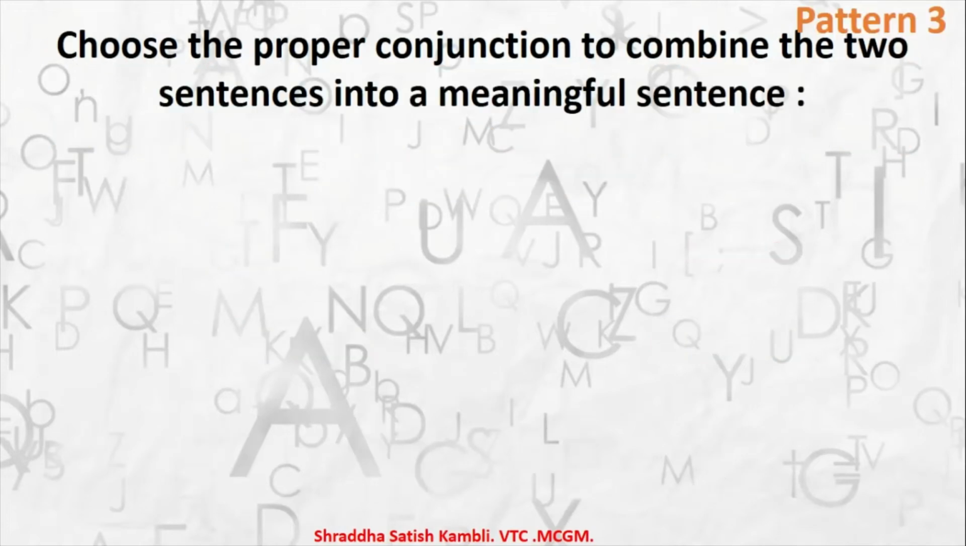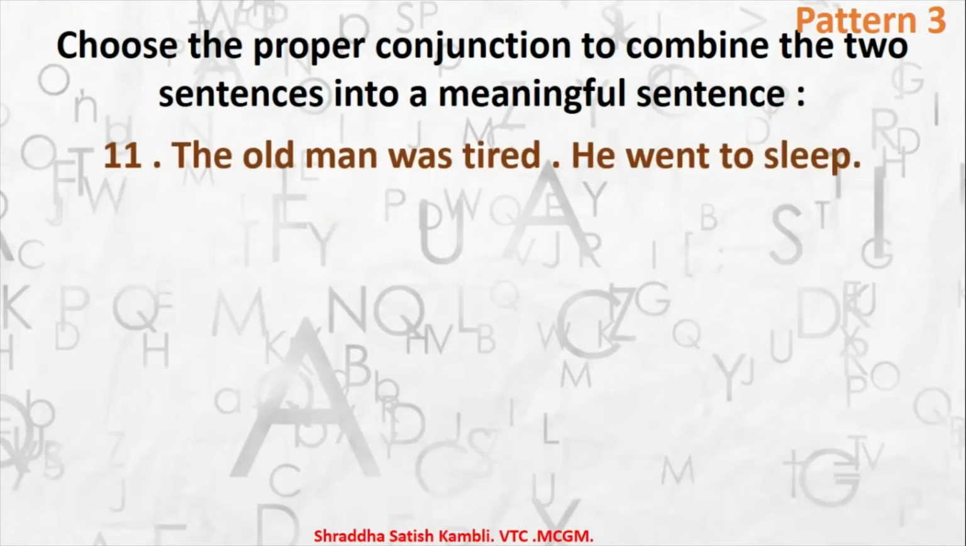Now we move to the third and final pattern, where we choose the proper conjunction to combine the two sentences into a meaningful sentence. So there will be two small sentences given to you. You have to choose one conjunction amongst the options and then try and combine the sentences to make a meaningful third sentence. So here you have the sentences. The old man was tired. He went to sleep. So here are your options.